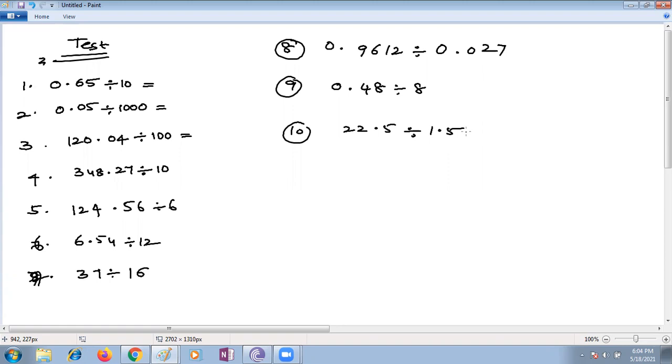Ma'am, when we get the answer, we should keep the point? After getting the answer, you're supposed to keep the decimal point. Where you get a decimal point in the question, that time you have to put it. Thank you, ma'am. Ma'am, I have done all. Very good, Srishti. I'm checking yours. Ma'am, I have not yet chatted.